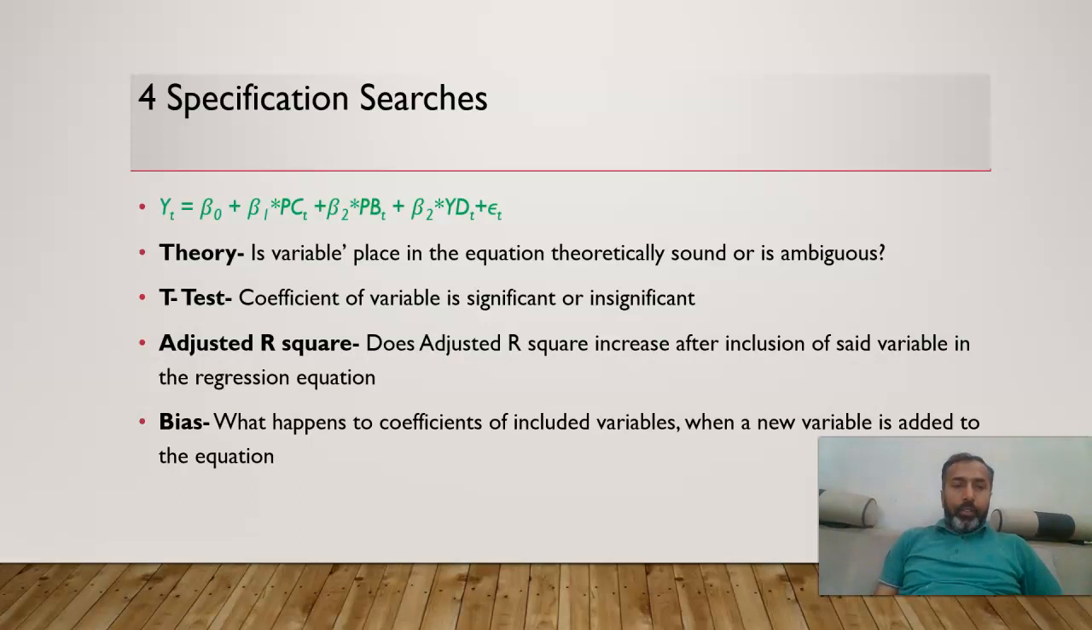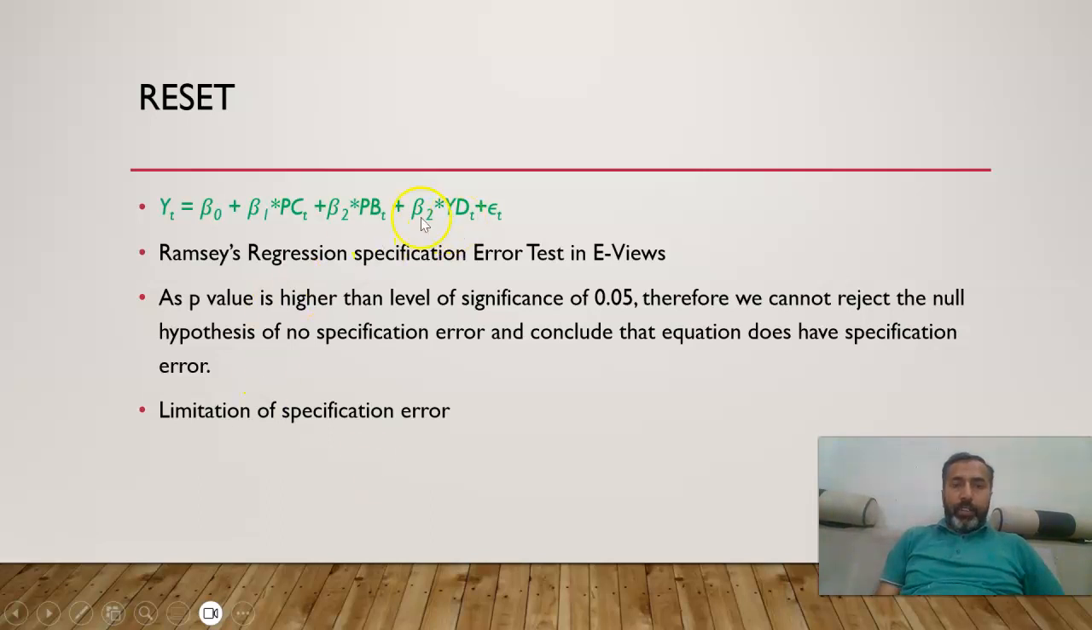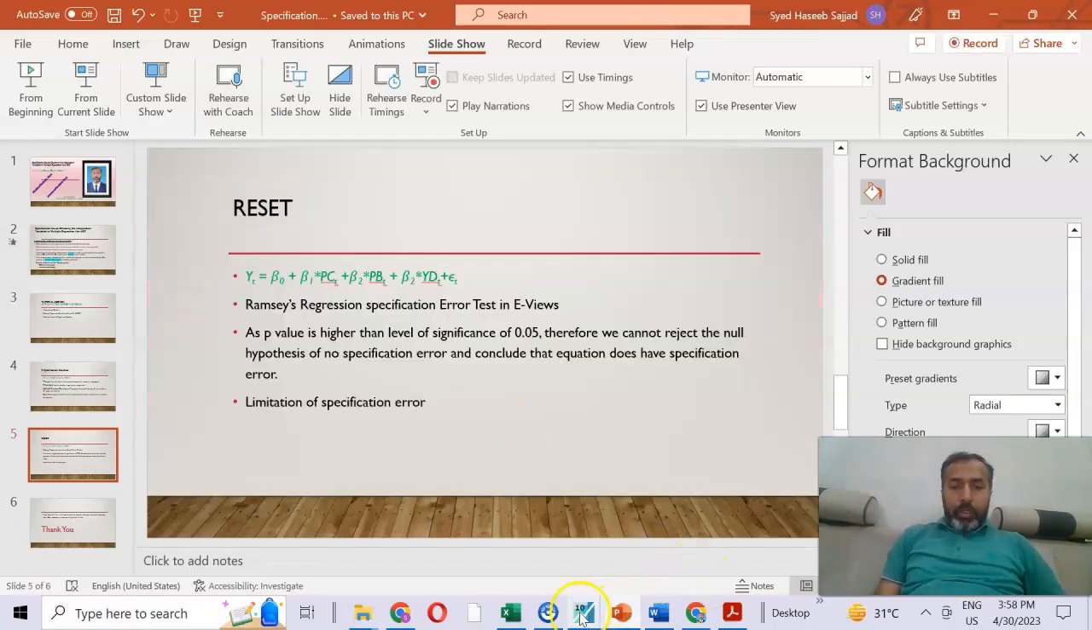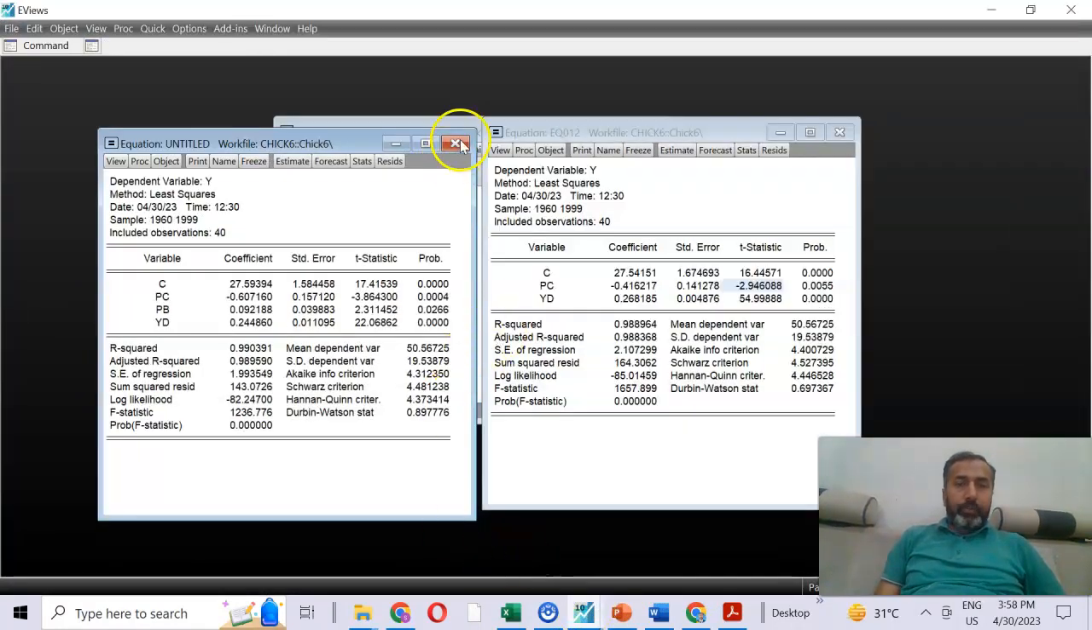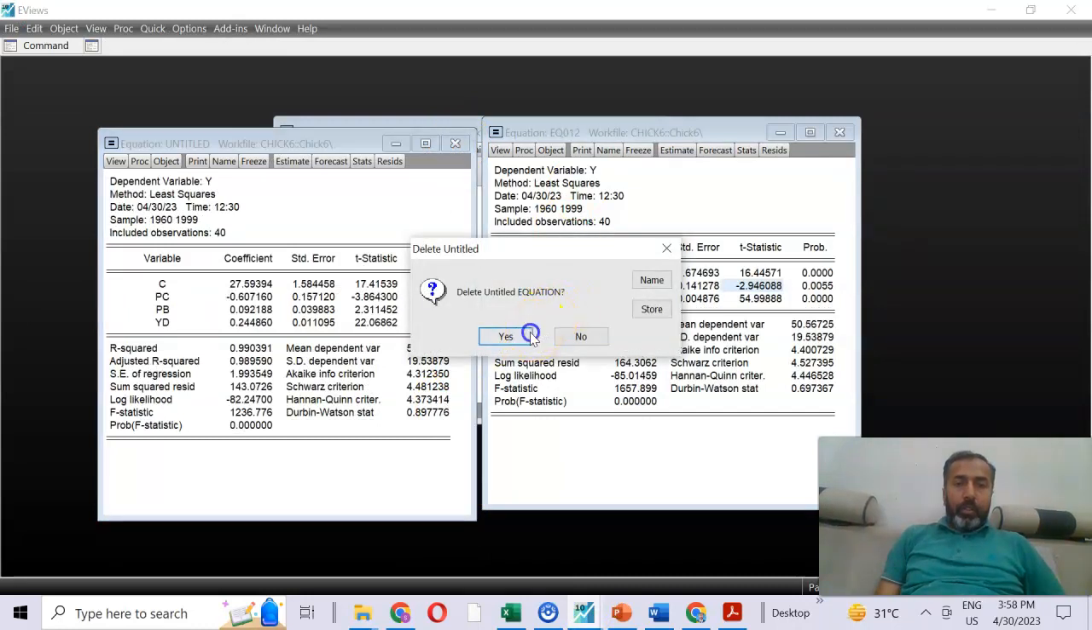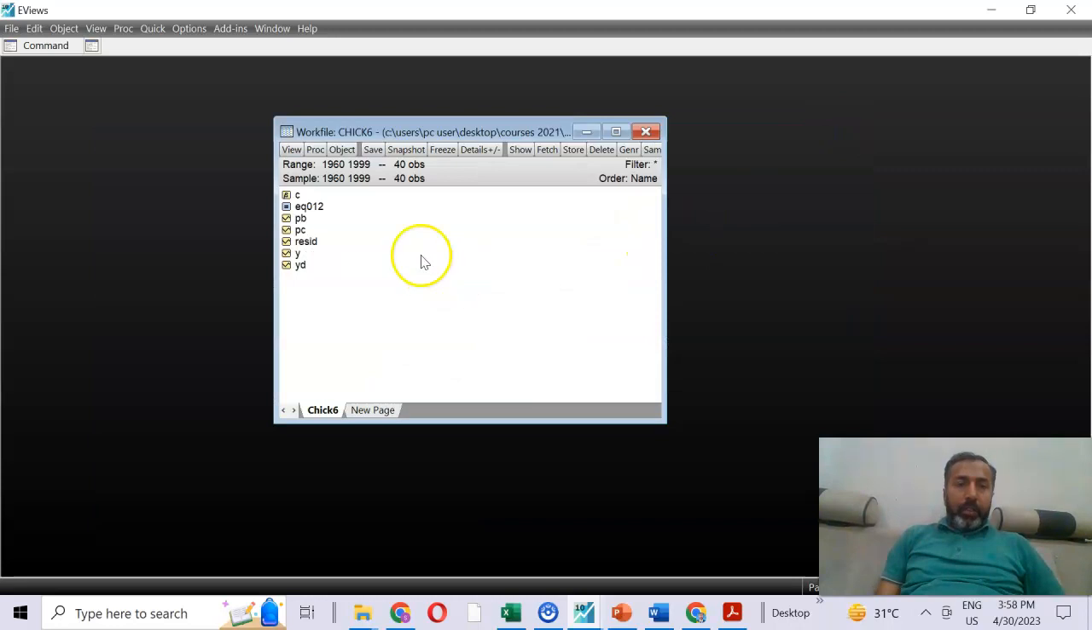Now, the next slide is about the working of the Ramsey regression specification error test. Let's go to EViews now. Here we have our data for dependent variable y, which is chicken consumption. First independent variable is PC, price of chicken. Second independent variable is price of beef, and the third independent variable is disposable income.